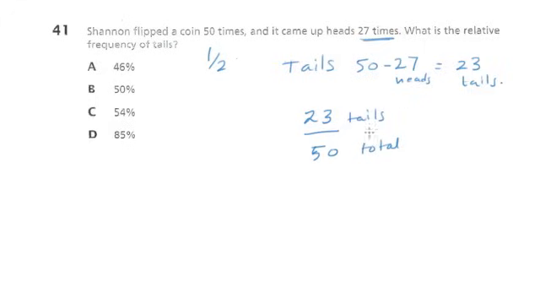And so if we want to convert this to a percent, well, I'm noticing it would be pretty easy to get this over 100 right now. So to get this over 100, we are just going to times the denominator by 2 and times the numerator by 2. So timesing the numerator by 2, we end up with 46 over 100, which equals 46%. And so the relative frequency of tails is 46%.